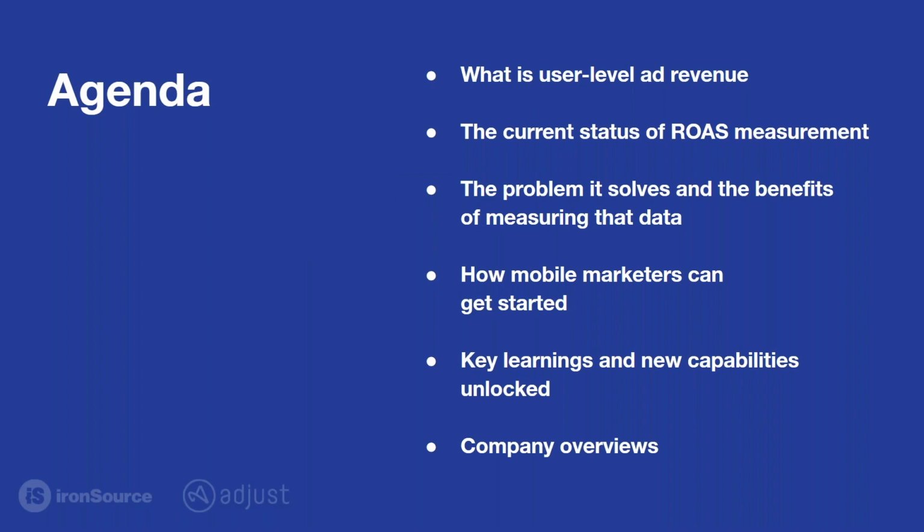So we're going to dive into a broad definition of what exactly user-level ad revenue is, the current status of measurement for the purpose of return on ad spend optimization, the problem this specific product solves, and the benefits of measuring that data. Josh is going to cover how mobile marketers can get started on the Adjust platform. Then we're going to summarize with which new capabilities are unlocked and key learnings from this product so far. And we're going to finish with some company overviews.